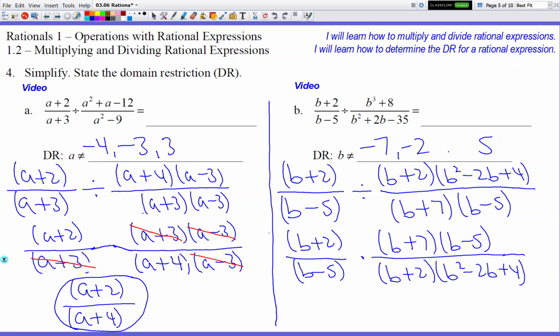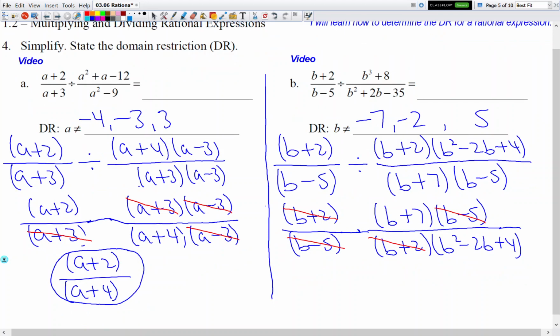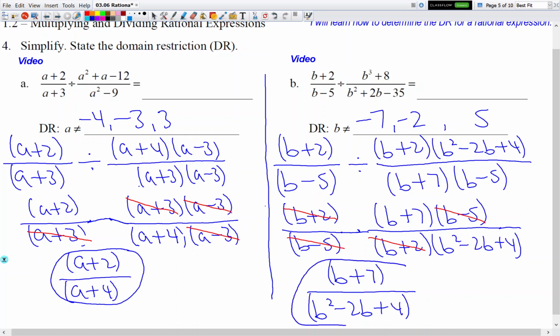So let's just continue on with simplifying this fraction, and we're going to cross out things that are on top and bottom. So cross out the b plus 2's, cross out the b minus 5's, and I think that's all I can cross out. Let me expand my page, because I'm running out of space. So b plus 7 on the top, and b squared minus 2b plus 4 on the bottom. And there's your final answer.